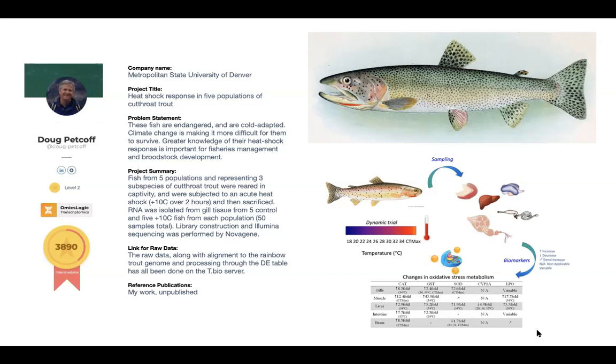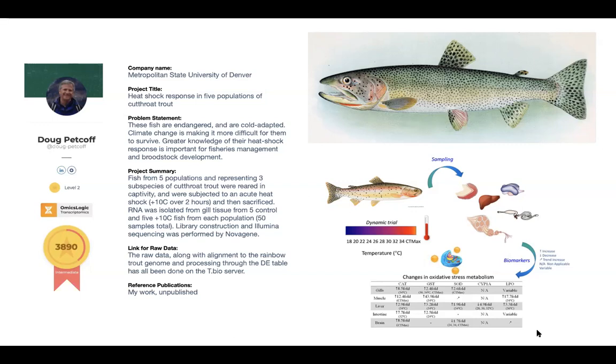I have data from, one of the things that makes this different, I have data from 5 different populations. And hold on just a second. Sorry, my wife's tea. And so I have data from 5 different populations, 3 different subspecies, and they were reared in captivity, heat shocked for 2 hours, and I took RNA from gill tissue. Gill's really on the front lines of dealing with the environment. And that's what many of the studies have looked at.